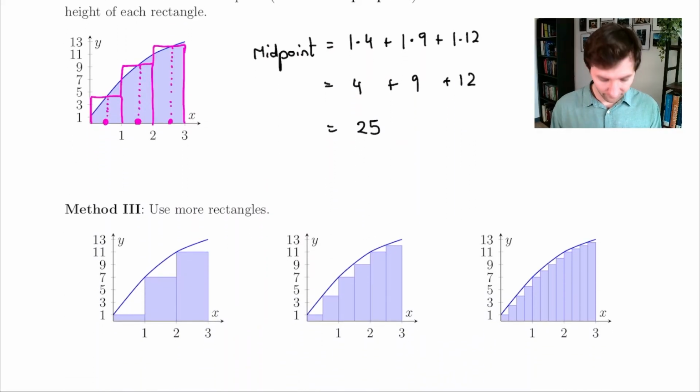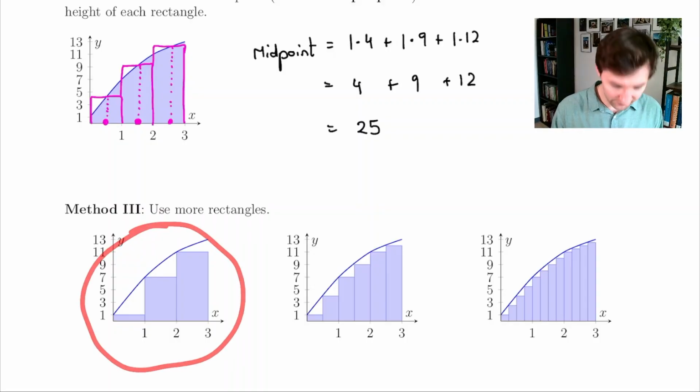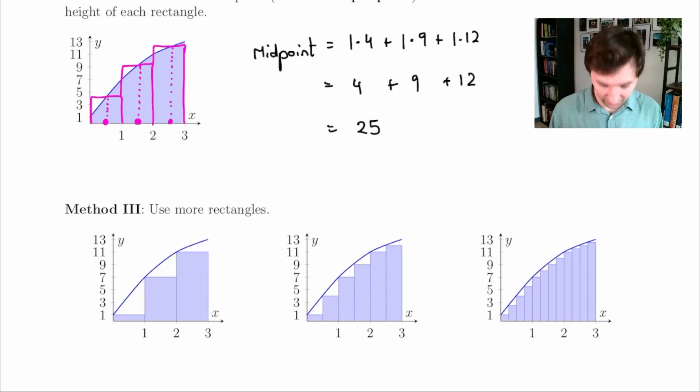Take a look. When I use just 3 rectangles, I miss lots of area. When I use 6 rectangles, I miss less area. When I use 12 rectangles, the area that I miss is very small. This suggests that the more rectangles I use, the better approximation I get. We will explore this idea in one of the future videos.